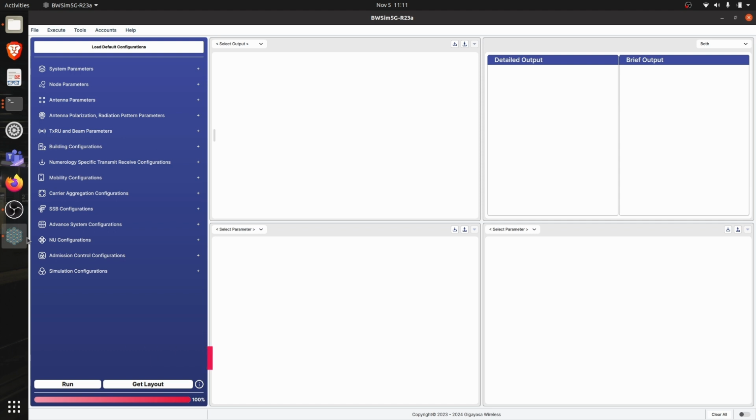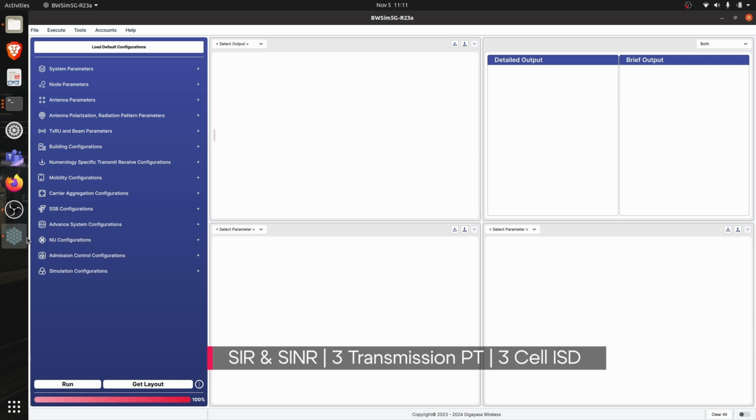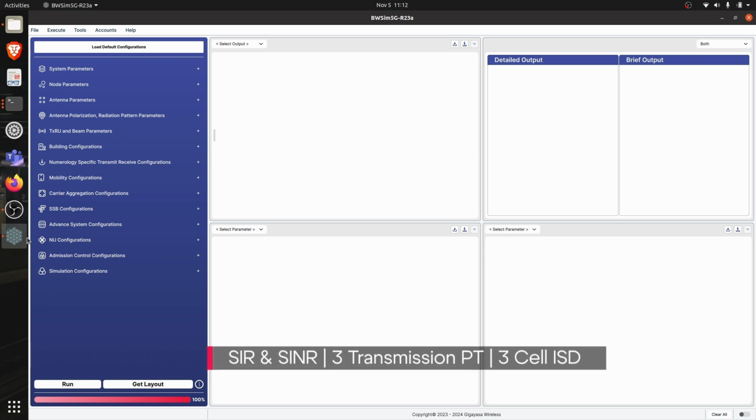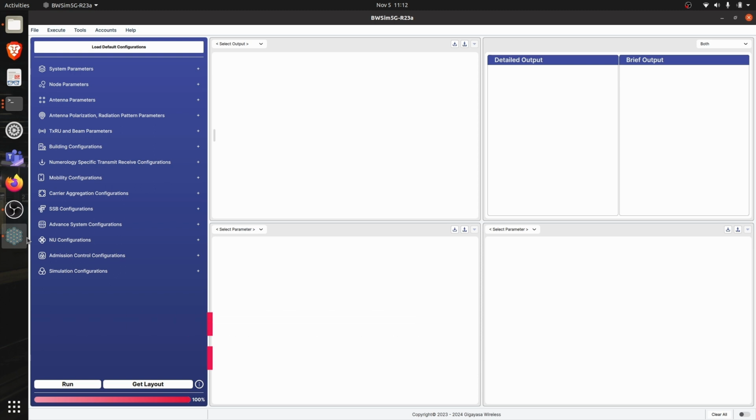Moving on to the experimental part of this video, the first observation we are going to make is to examine the SIR and SINR while incrementally increasing the transmission power across three different intersite distances of cell. So, three different intersite distances necessarily meaning three different cell sizes.